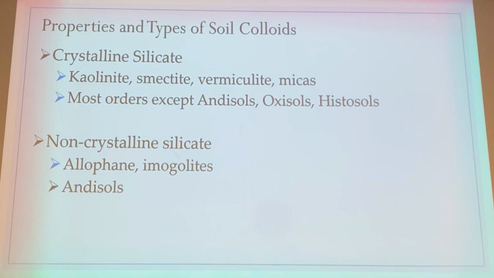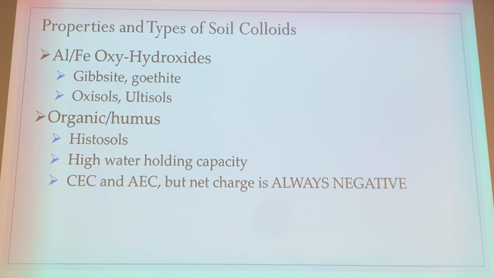We have these 4 different types of soil colloids. We are mostly interested in the crystalline silicates. These are going to be our kaolinites, our smectites, vermiculites. We have non-crystalline silicates from our andisols that are mostly from volcanic eruptions, volcanic ash. They have a different structure than the ones that have been formed over time. We have these aluminum and iron oxyhydroxides. These are highly weathered soils.